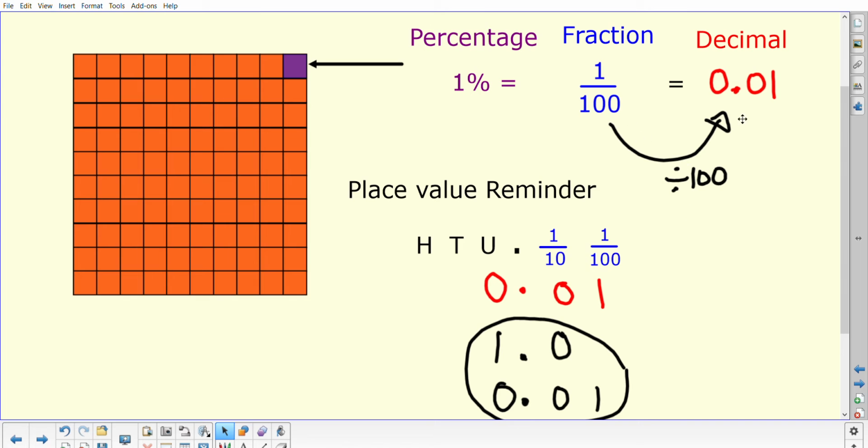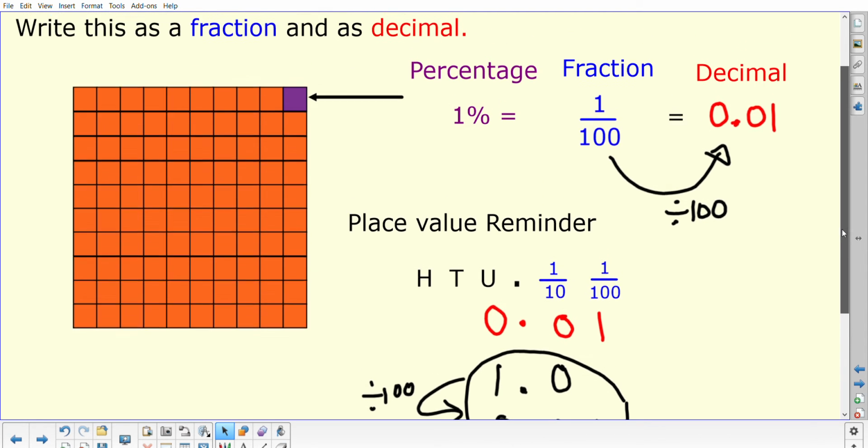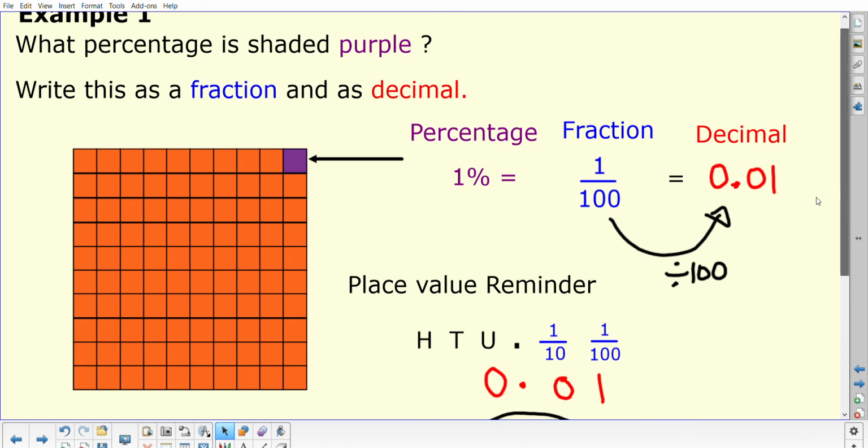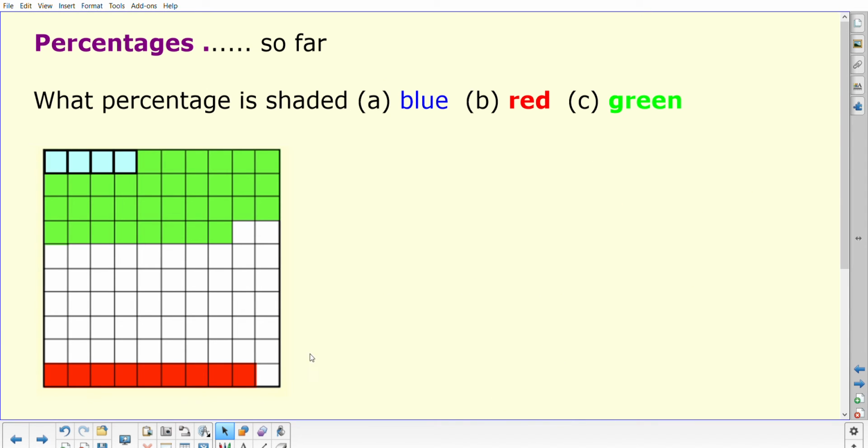Remember your place value column headings: hundreds, tens, units, decimal point, tenths, and then the hundredths. Another way of thinking about it is that 1 over 100 is the same thing as 1 divided by 100. If we start with the number 1.0 and divide by 100, the 1 changes two place values to the right. You would end up with the answer 0.01, or you can simply remember the place value column headings, which is probably the easiest way to do this.